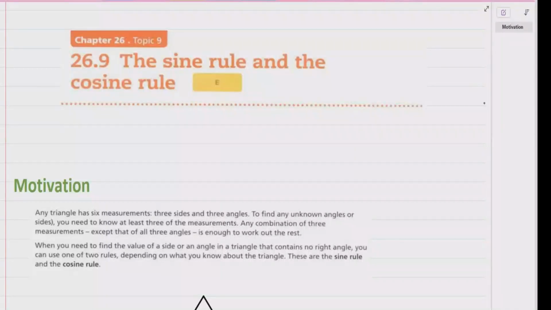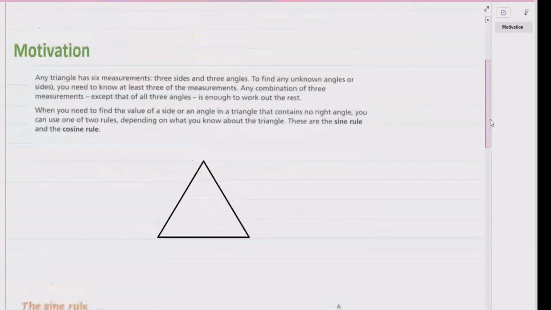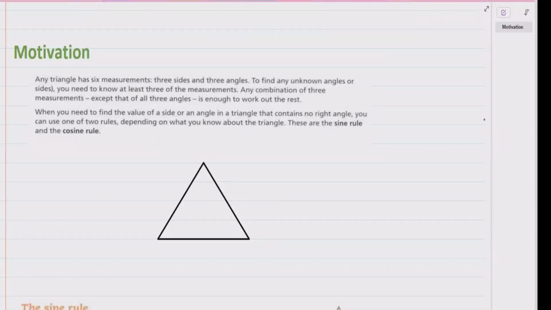Okay, so our today's lecture is the sine rule, how it comes and what is the motivation behind the sine rule. So we know in a triangle we have six measurements, right? Six measurements means in a triangle we have three angles. Let's call them alpha, beta, and gamma. For the triangle, we know that alpha plus beta plus gamma equals 180. So these are three parameters.